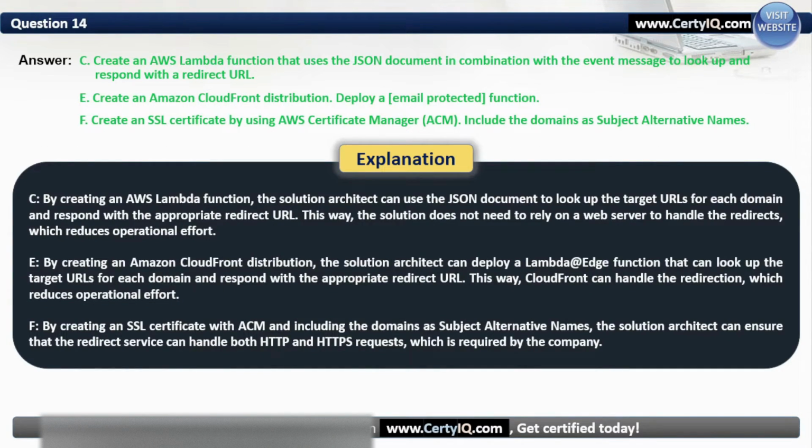About the options, C. By creating an AWS Lambda function, the solutions architect can use the JSON document to look up the target URLs for each domain and respond with the appropriate redirect URL. This way, the solution does not need to rely on a web server to handle the redirects, which reduces operational effort.